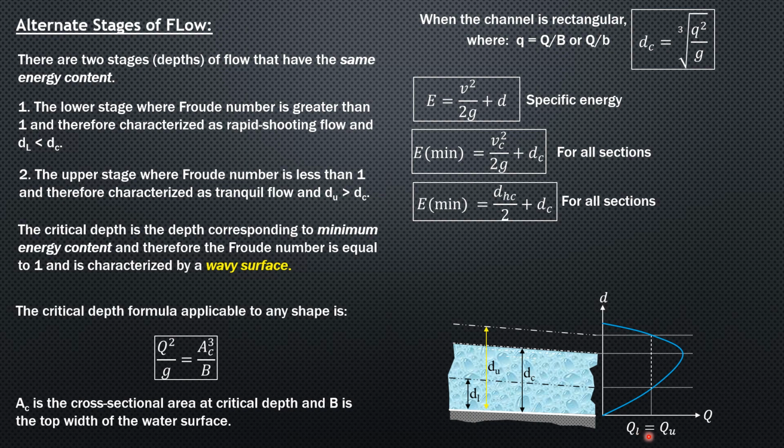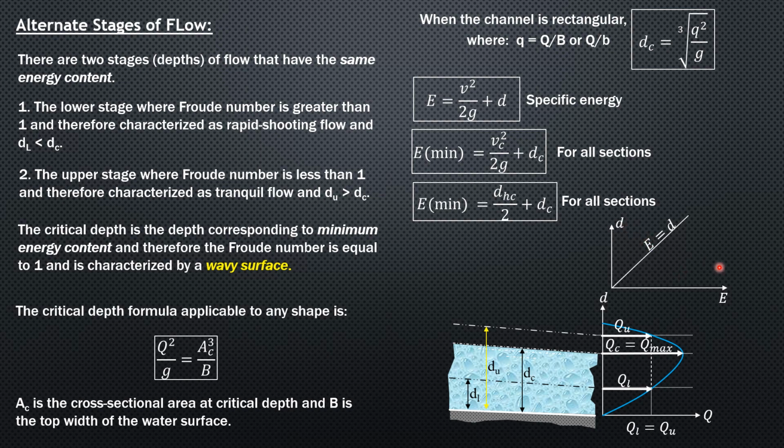So Q in the lower stage is equal to Q in the upper stage, because in the lower stage, the cross-sectional area is smaller, but the mean velocity of flow is higher. In the upper stage, the cross-sectional area is bigger, but the mean velocity is low. That's why Q in the lower stage is equal to Q in the upper stage. Then at the critical depth, the discharge is maximum, Q max.